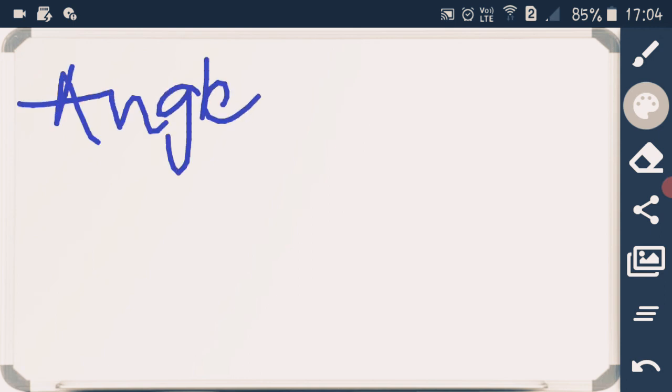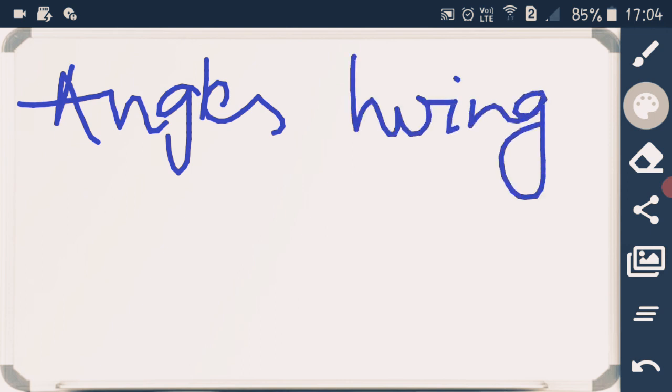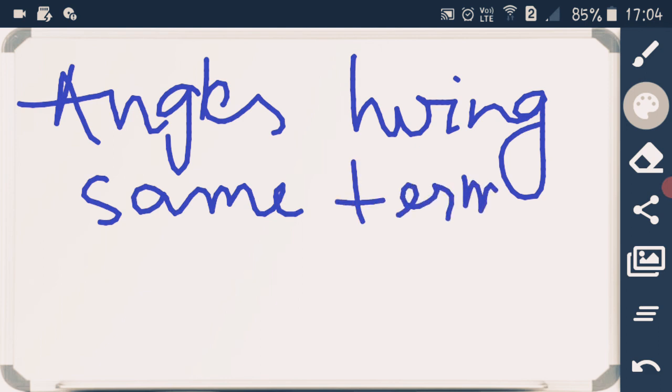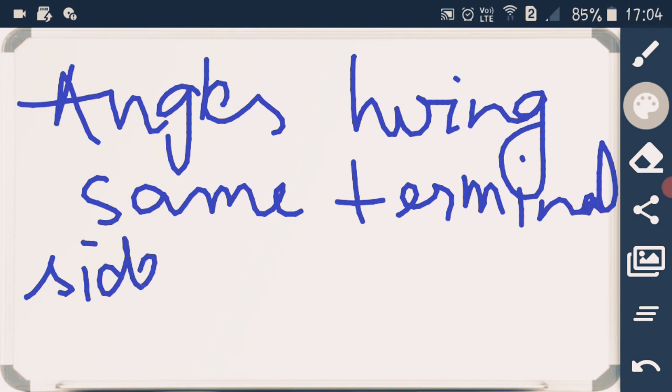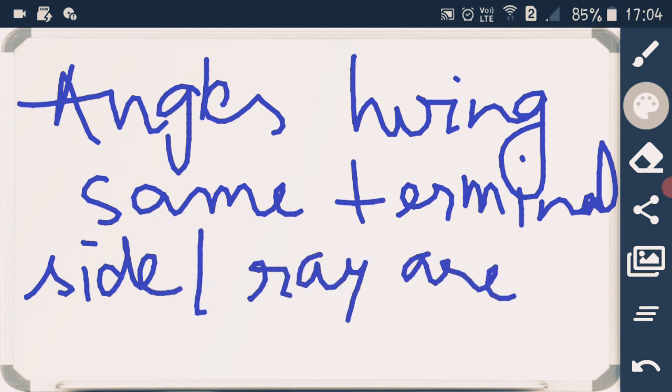Now coterminal angles are, just write down the definition, angles having the same terminal side or ray are called coterminal angles.